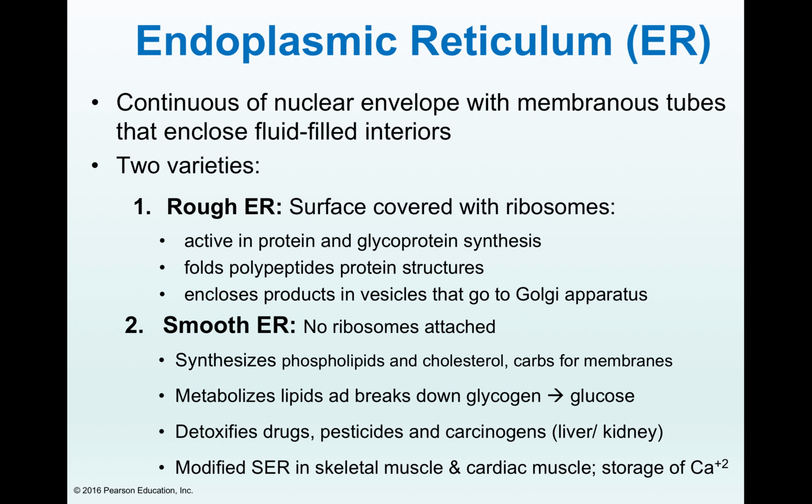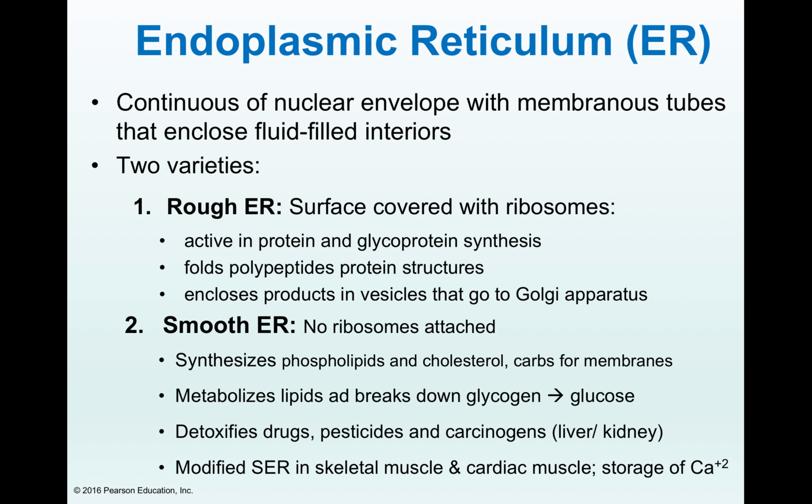When the protein is folded and is ready, it gets delivered to the next structure inside a vesicle, and within that vesicle, you're going to have multiple proteins. These proteins are going to be delivered to the next structure called the Golgi apparatus. And I will talk about that in just a moment as well.